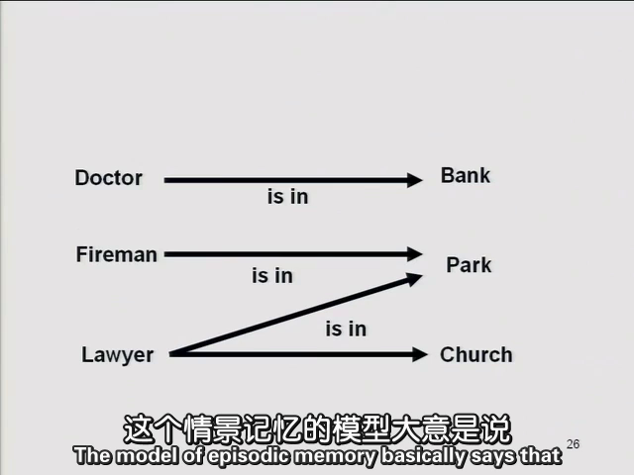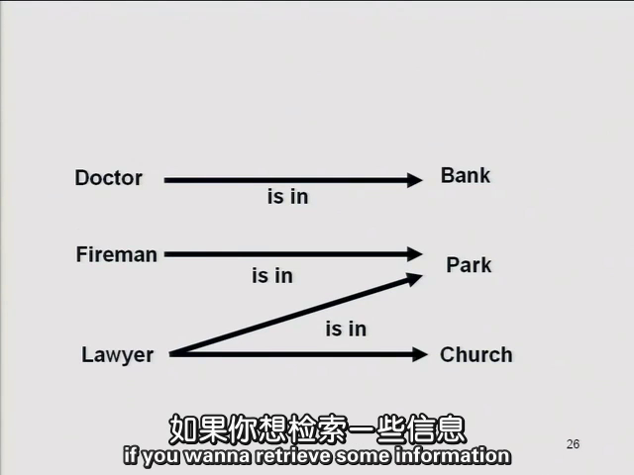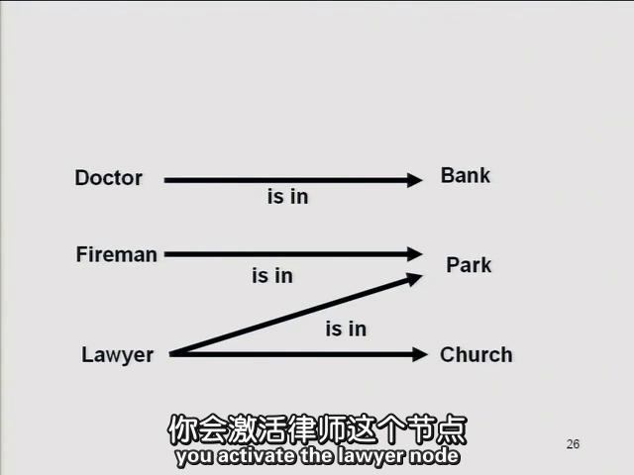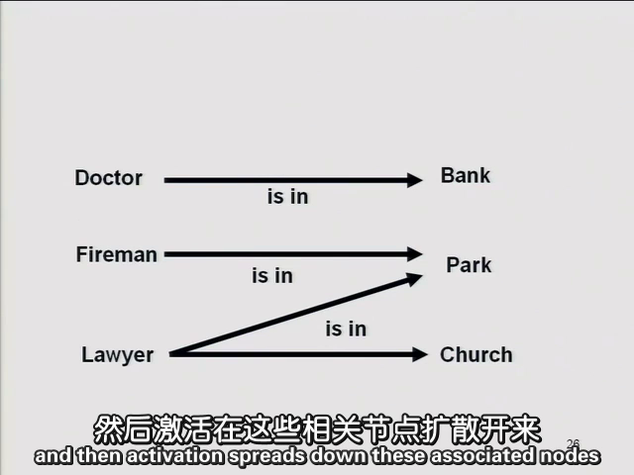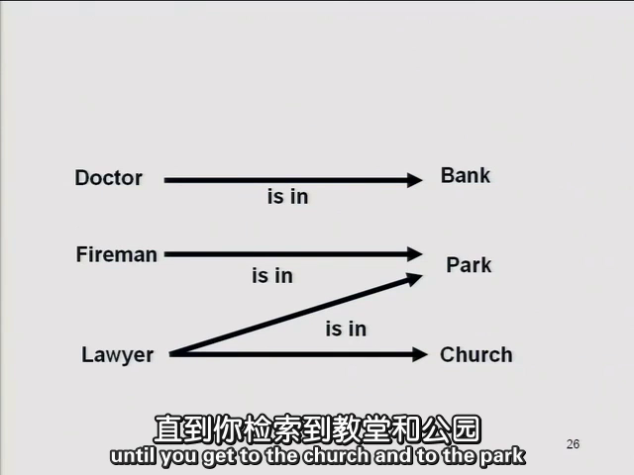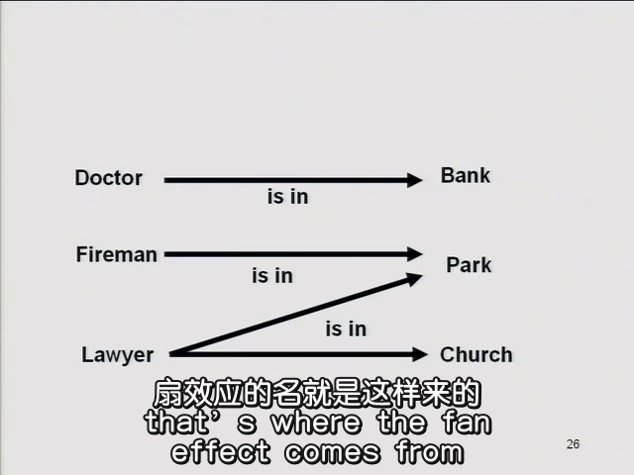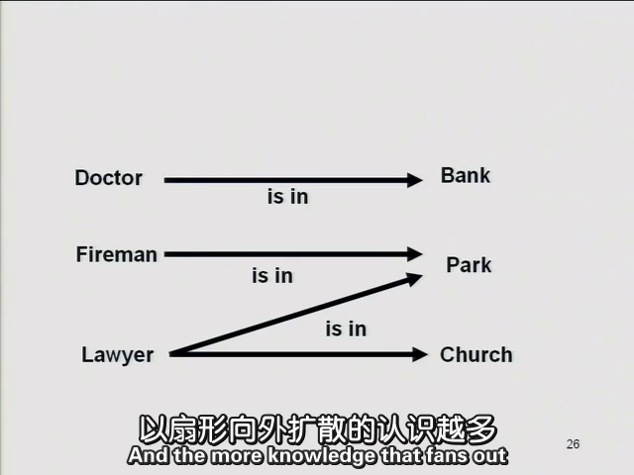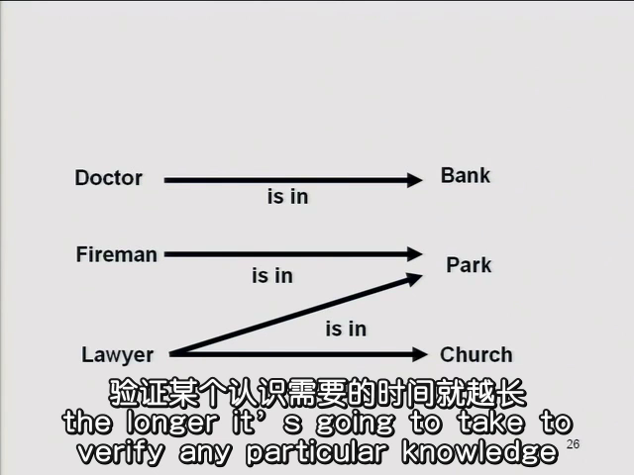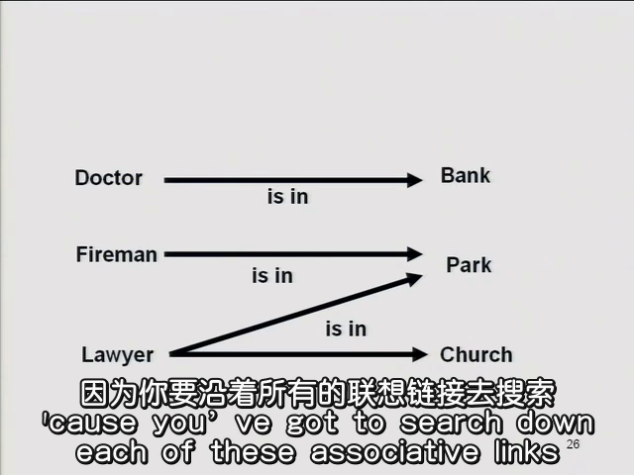The model of episodic memory basically says that if you want to retrieve some information, you activate the lawyer node, and then activation spreads down these associated nodes until you get to the church and to the park. Knowledge about the lawyer is fanning out from the lawyer node. That's where the fan effect comes from. And the more knowledge that fans out, the longer it's going to take to verify any particular knowledge, because you've got to search down each of these associative links.